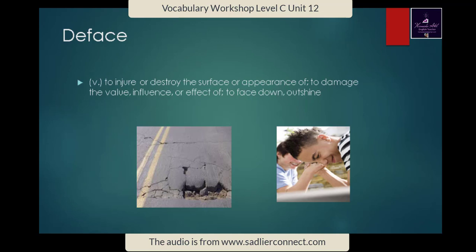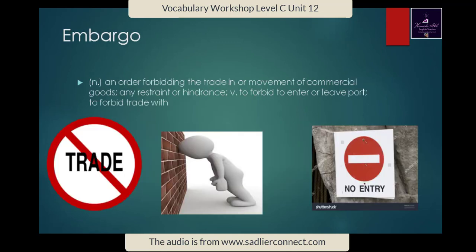Our next word is embargo. Embargo. Embargo functions as two parts of speech. It can be used as a noun, meaning an order forbidding trade in or movement of commercial goods, or any restraint or hindrance. The 1974 embargo on petroleum shipments from the Middle East caused fuel shortages in the United States. Or, embargo can be used as a verb that means to forbid to enter or leave port, or to forbid trade with. The president may decide to embargo goods from countries that exploit child labor.